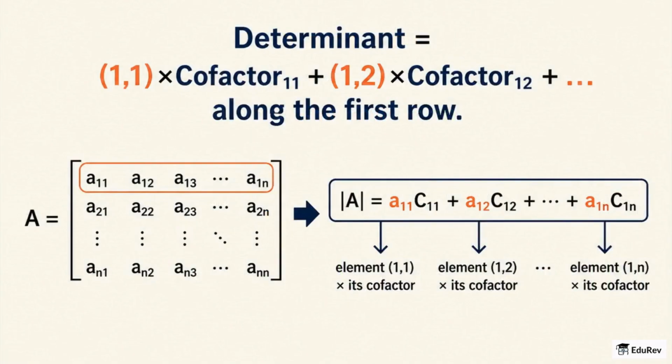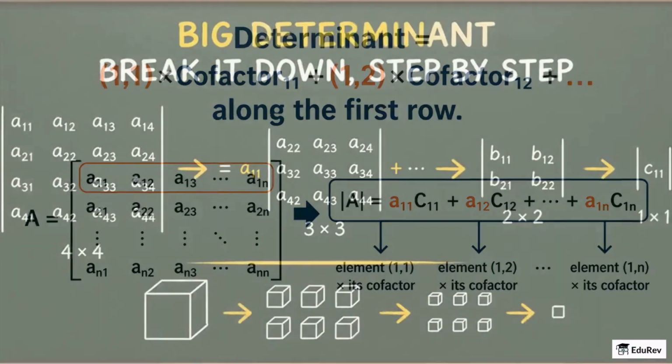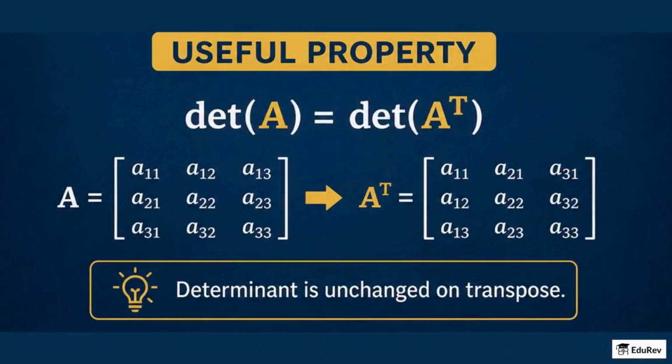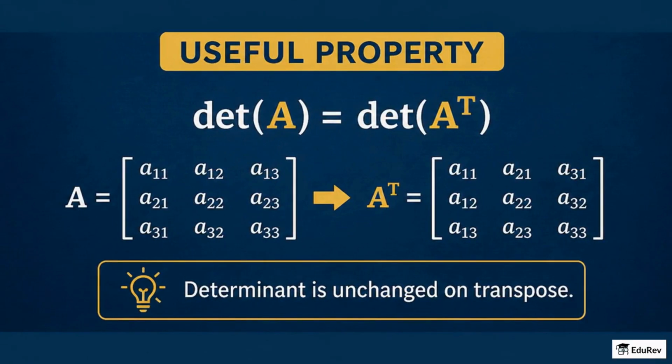For example, the determinant equals a11 times its cofactor plus a12 times its cofactor and so on along the first row. This means we can reduce a big determinant to many smaller determinants, one step at a time, like working on a blackboard slowly. Now some useful properties that make life easier.